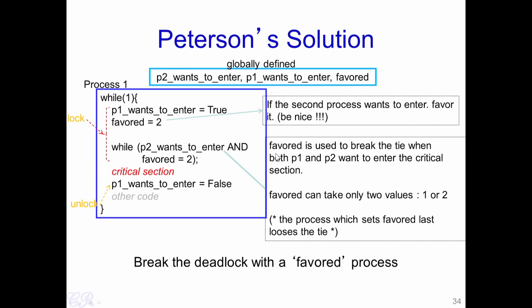Now, favored is used to break the tie when both P1 and P2 want to enter into the critical section, that is when both P1 and P2 are waiting in this while loop, or rather are executing in this while loop. The reason this particular solution works is that out of the two processes, there are exactly two values that favored can take. It can take only 1 or 2, and therefore only one of these while loops will actually break or complete execution. So, let us see this in more detail.